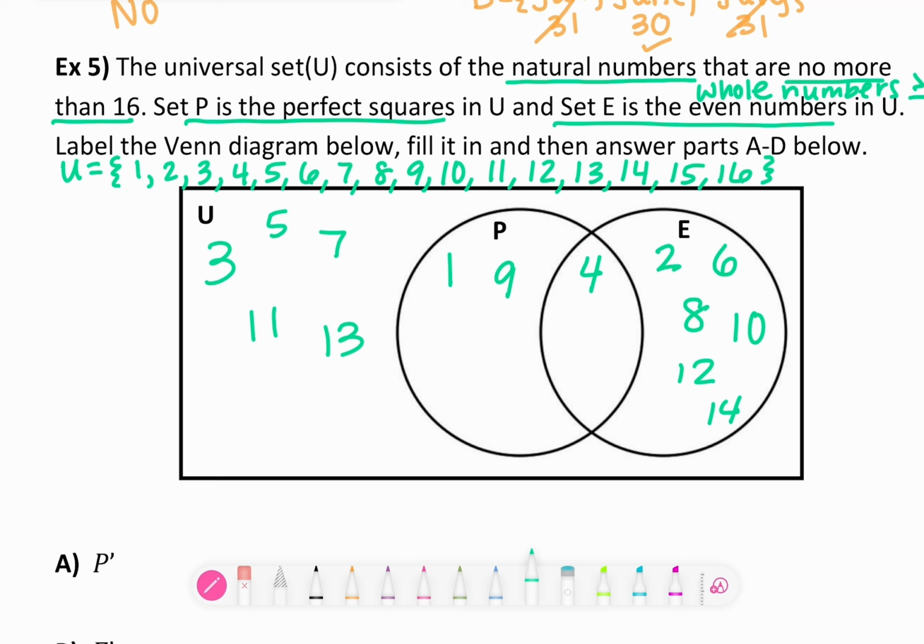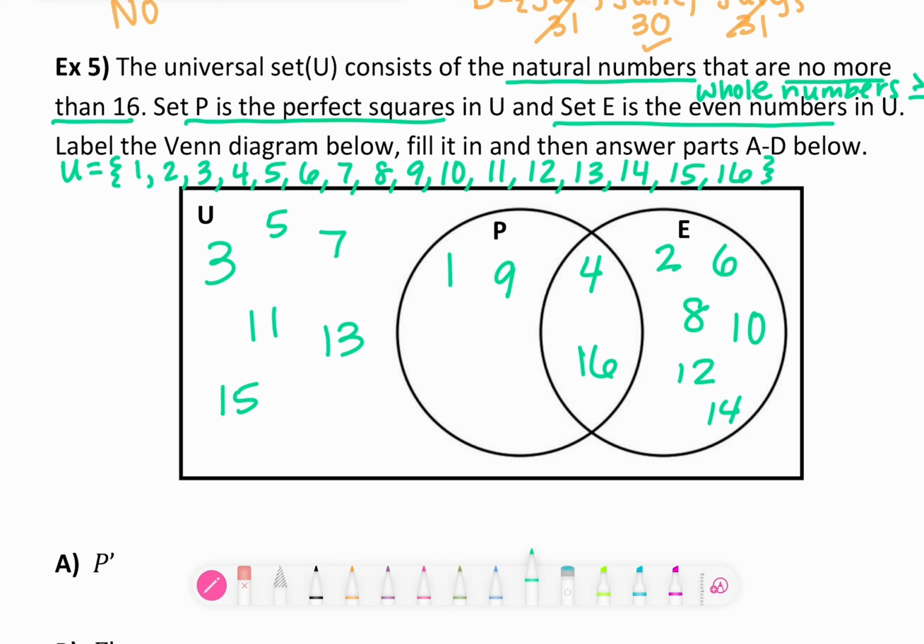15 is neither. And 16, last but not least, 16 is 4 times 4, so it is a perfect square. 16 is also even, so it goes in this intersection in here. Okay. So now I have them all where they go.